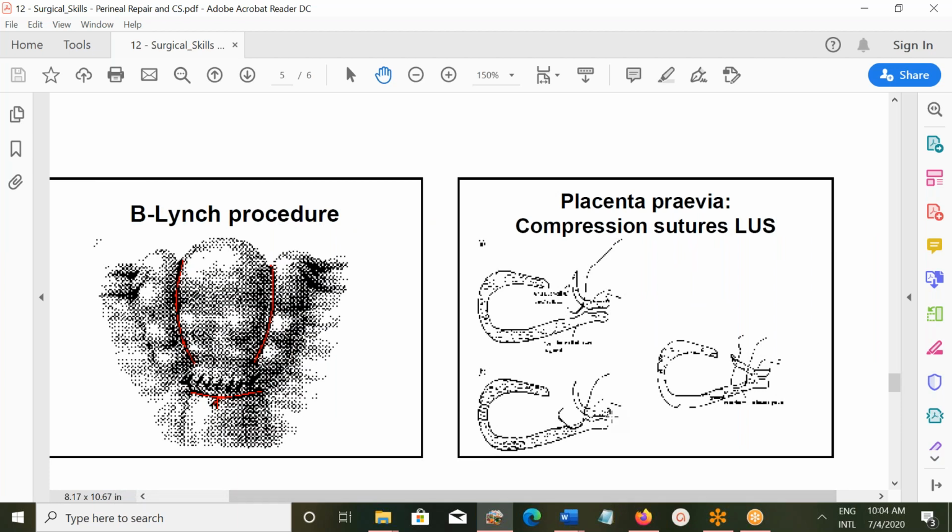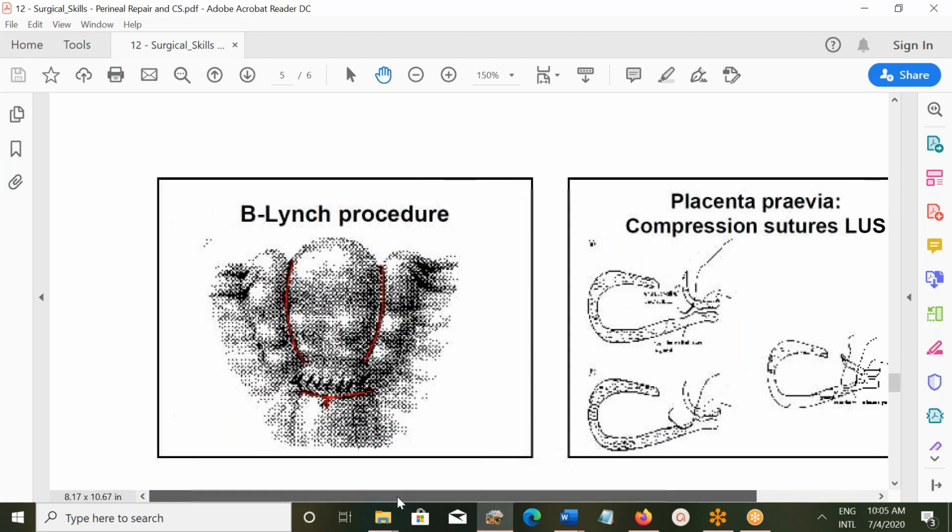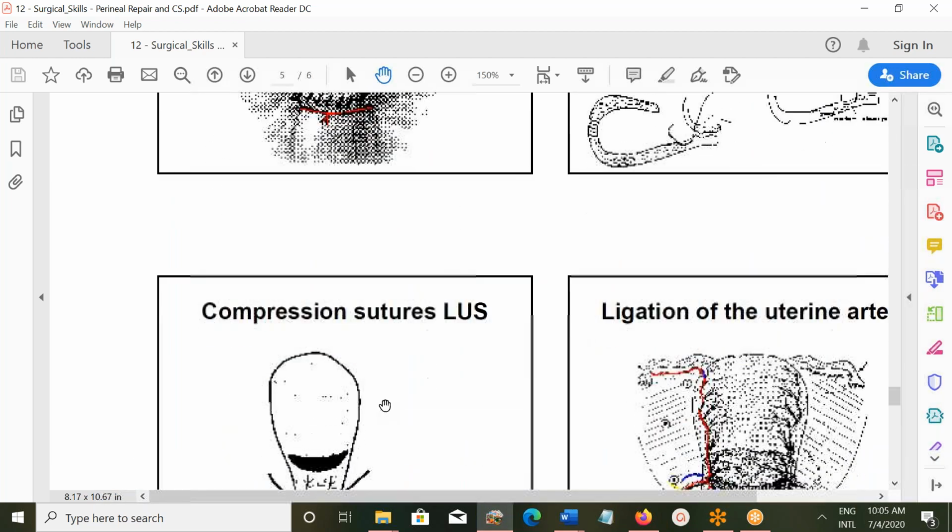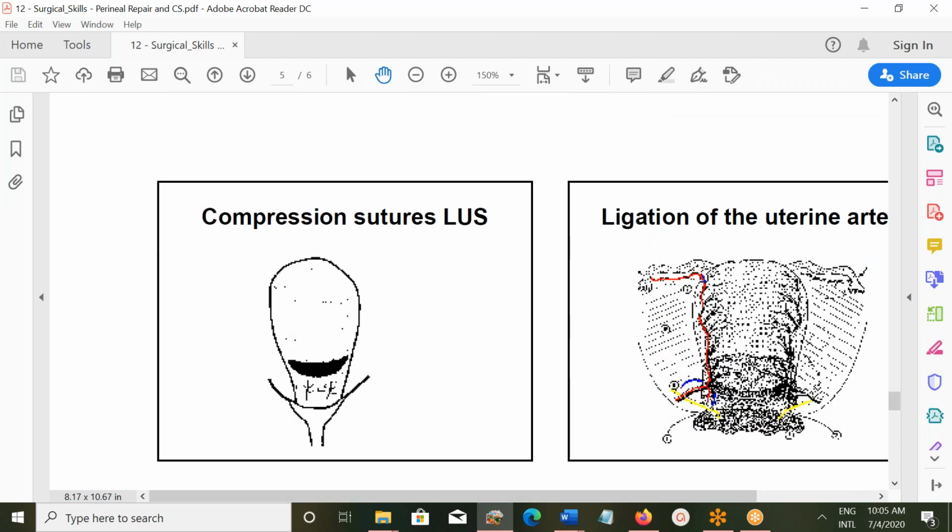So if the patient had placenta previa, and now the common site of bleeding is the placental site, then what are you going to do? You are going to do the compression sutures in the placental bed. Again, you can use this Vicryl 2, and you are going to take multiple stitches into the base of this placenta, and then after removal of the placenta, you are going to take multiple sutures in the placental bed.